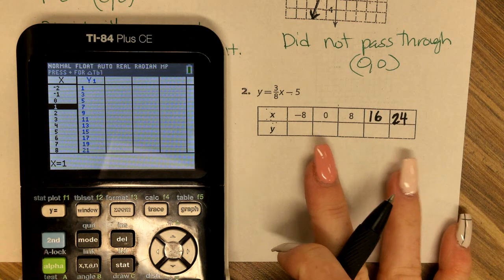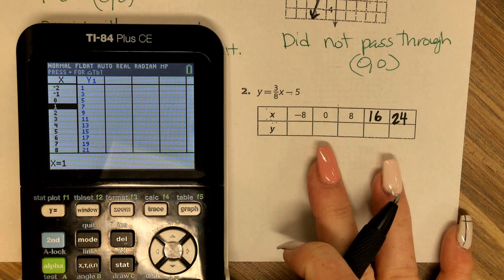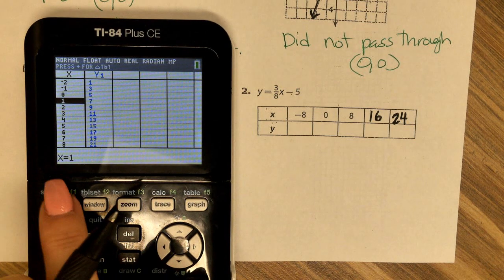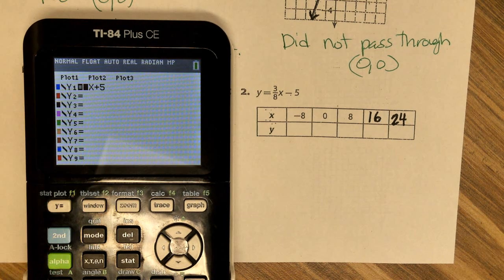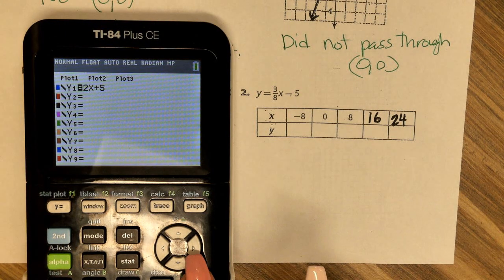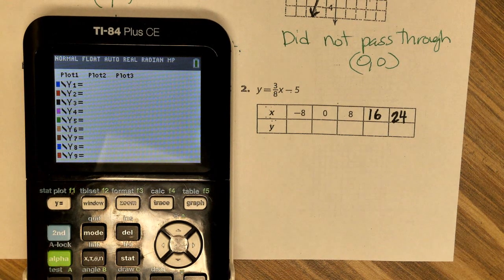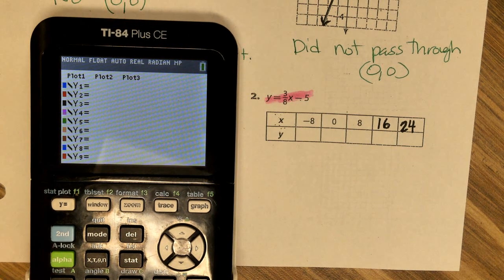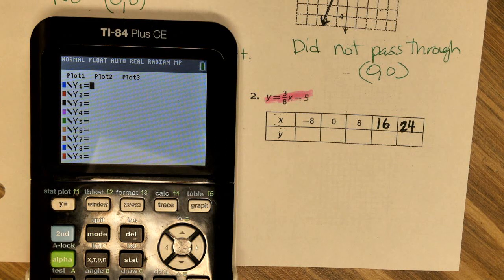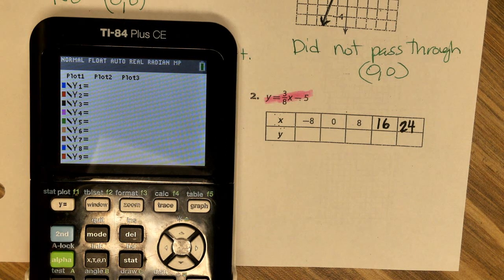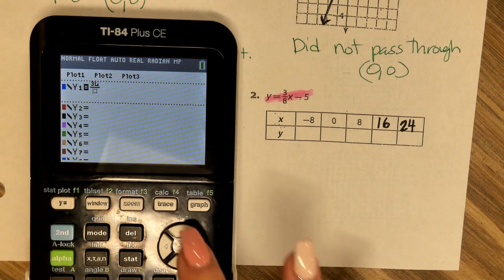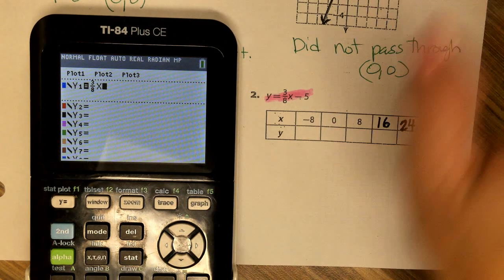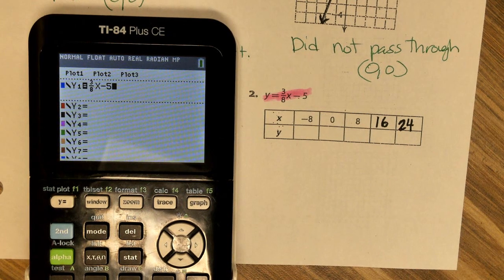Now let's do this one. Where am I going to go again? Not alpha y. Go to y equals. So go back to your y equals button. I'm waiting on everybody. Everybody push y equals. I'm going to clear this out, and I am going to type in this equation. Type in y equals 3/8 x. Remember that you have to arrow out before you put in the x. Minus 5.